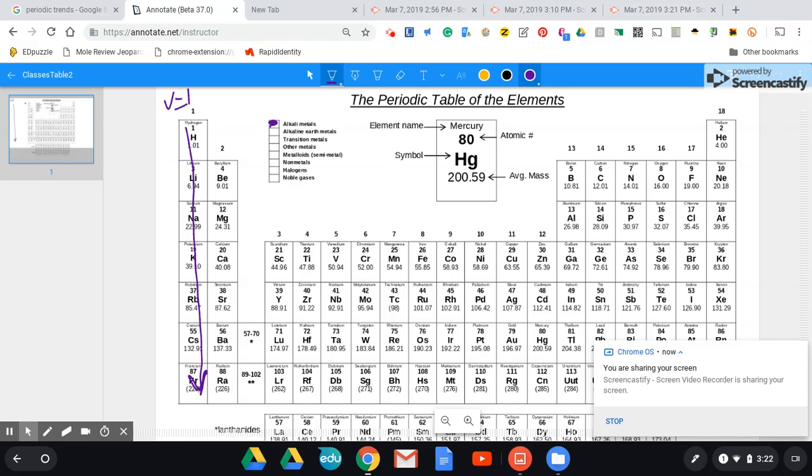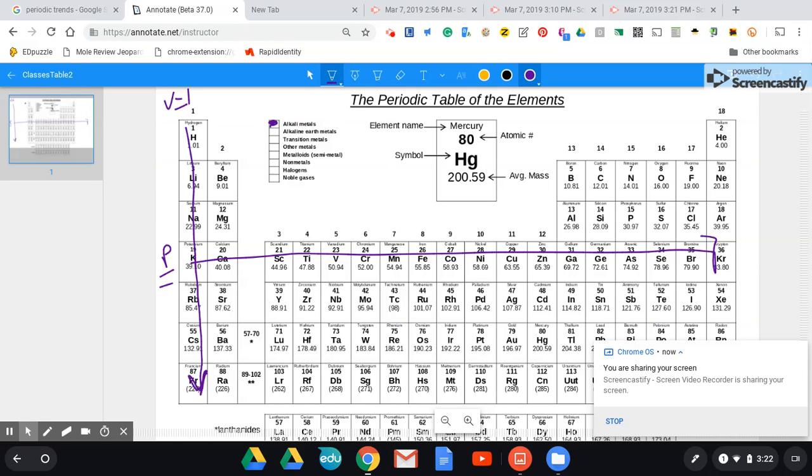Here's the thing about families. Families have the same number of valence electrons. If I look at this, the rows like this is a period, okay? And your periods have the same number of energy levels. So everything in this row is going to have at least four. It's going to have 4 energy levels.